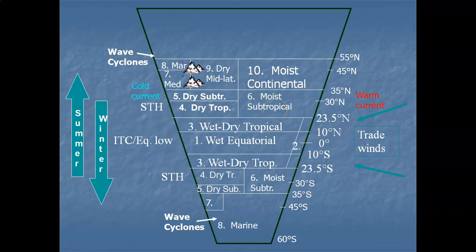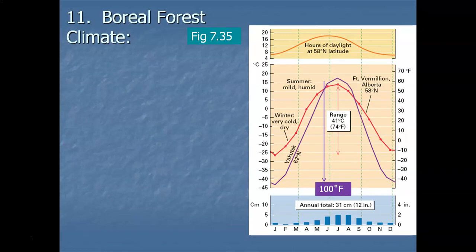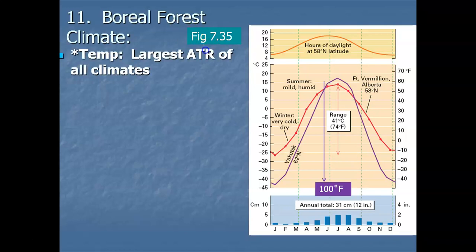All right, climate number 11 is called the boreal forest climate, and boreal means northern. So this is a northern climate, and it's named after the type of forest that you find at high latitude locations. The boreal forest is a cold needle leaf evergreen forest. The important thing about the boreal forest climate is this: it has the largest annual temperature range of them all. That's what we've been talking about, but this one is the biggest, for two reasons.